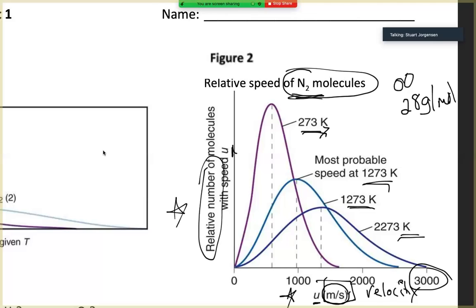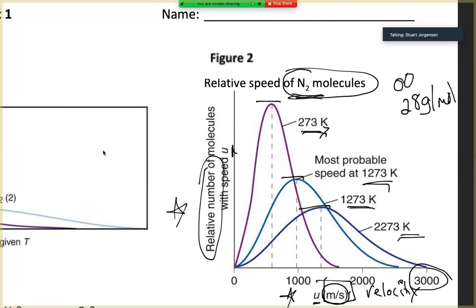3C says, as the temperature of a given gas increases, what happens to the speed? We just did that one, excuse me. As temp increases, so too does the speed. D says, as the temperature increases, what happens to the relative number of molecules at a given speed? So that's asking us about the peak of the graph.